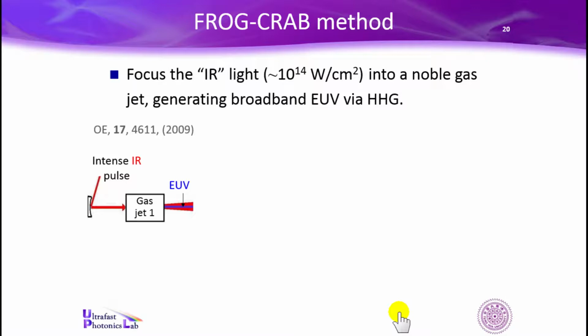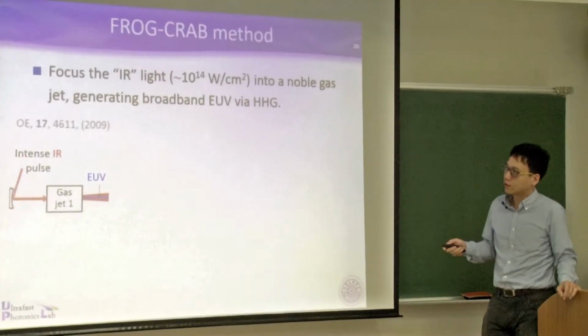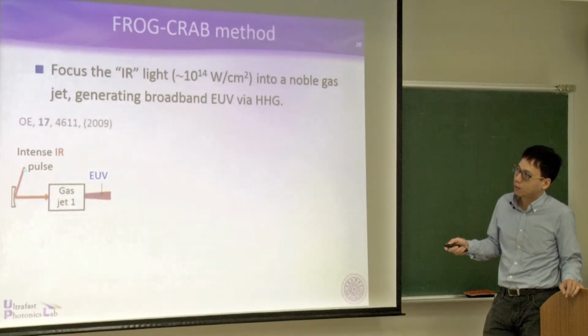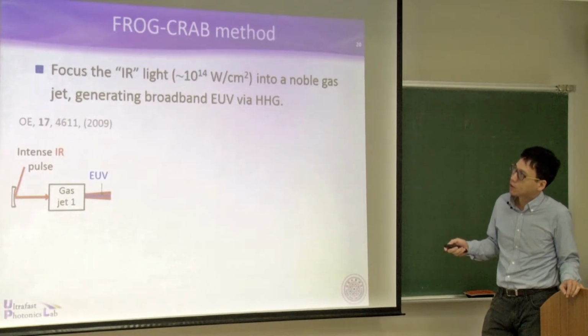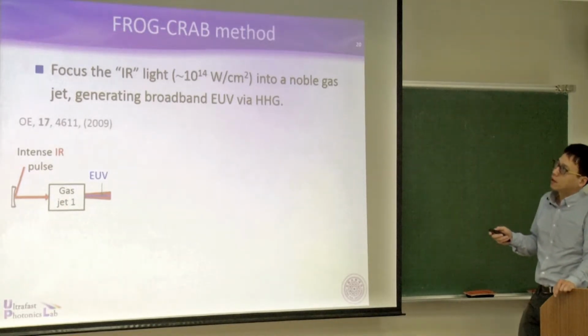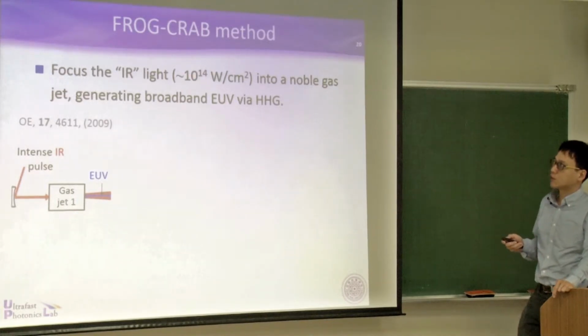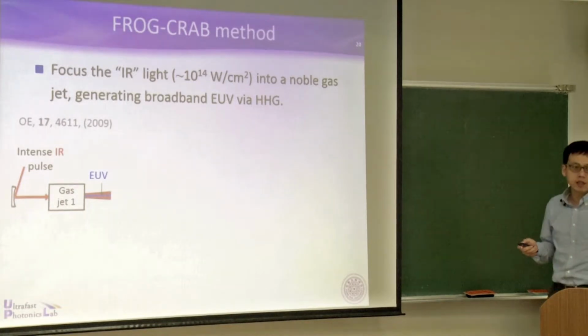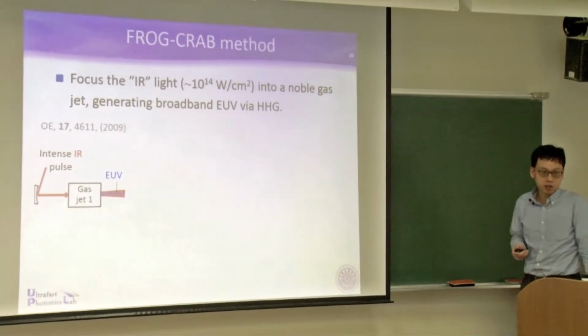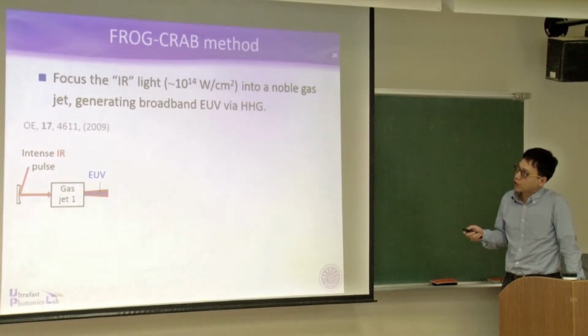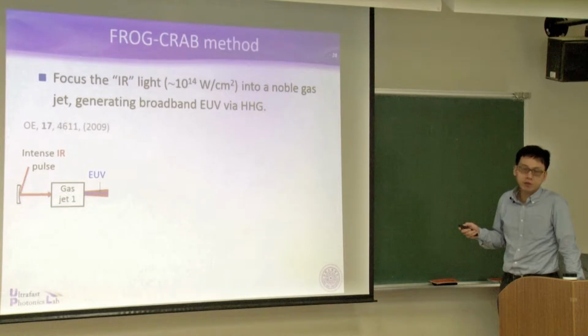In this figure, you can see they just used the intense infrared driving pulse in both generation and the measurement. The red path means the infrared pulse. Focus the infrared pulse into the first gas jet. And the light has to be very intense, to the order of 10 to the 14th watt per centimeter square, such that high harmonic generation, HHG, can occur.